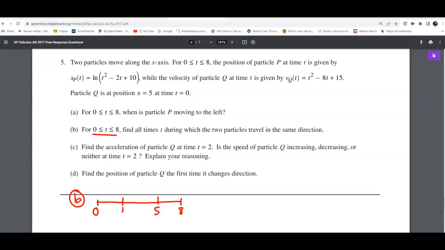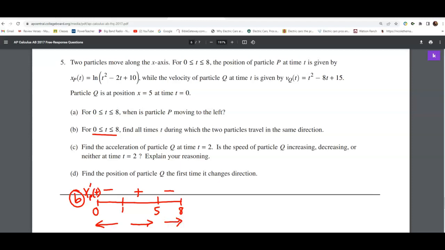We know that this was negative, this was positive, and this was negative for the velocity. I'm going to label that. Okay, that was from part A. So that means that the object is moving to the left on this interval, and then for these two intervals, it's moving to the right.